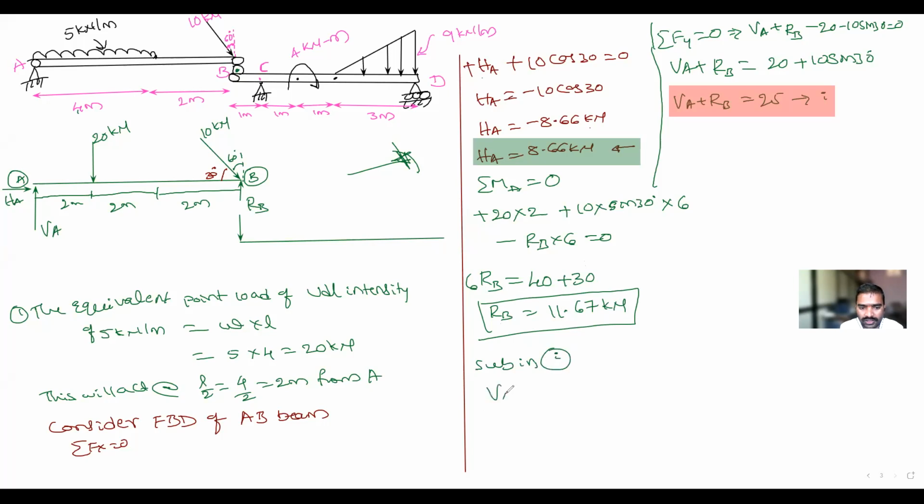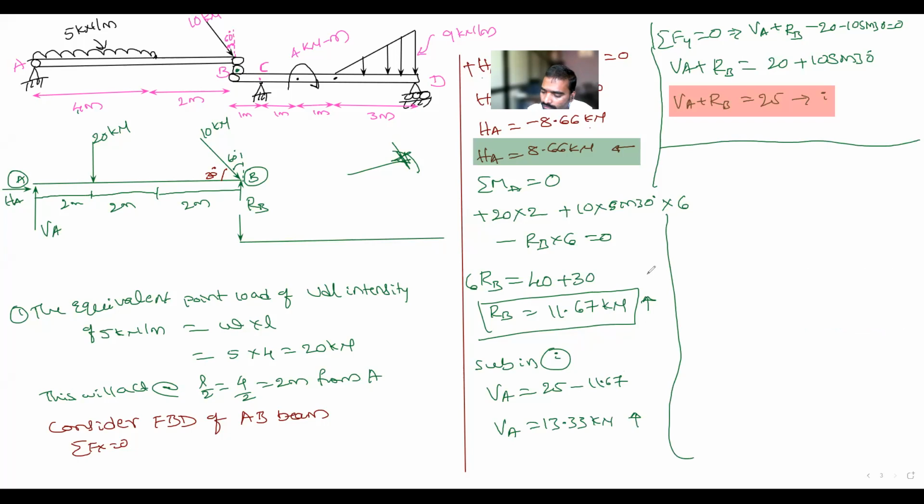So VA is equal to 25 minus 11.67. So VA is equal to 13.33 kilonewton. This is moving in the upward direction. This is also moving in the upward direction. Is it clear, everyone? Yes, sir. Next what you have to do, just wait for only 5 minutes here.